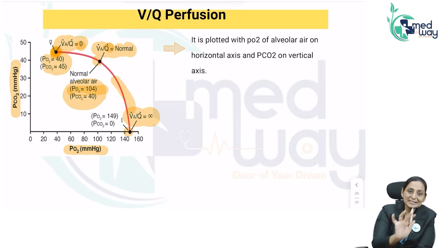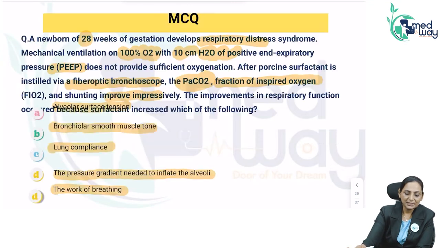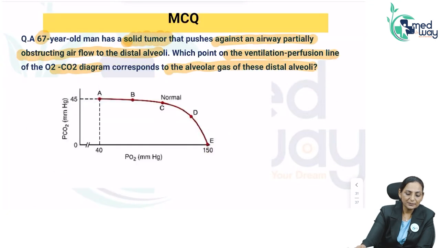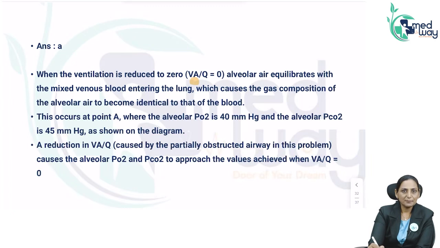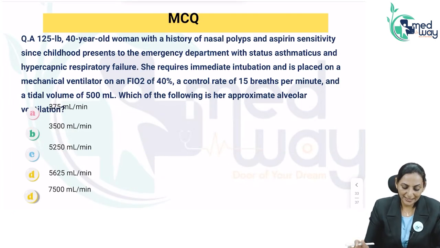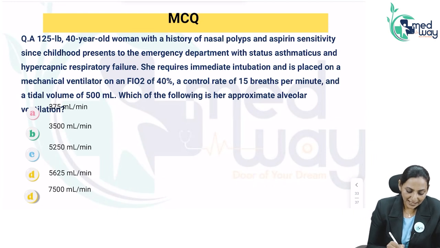So these points are hard and fast. They don't change. Okay, they don't change. They are fixed according to the fixed values of oxygen and carbon dioxide. So you can see definitely the answer is going to be A, point A. Ventilation reduced, perfusion maintained. Okay, now you have to calculate the alveolar ventilation.